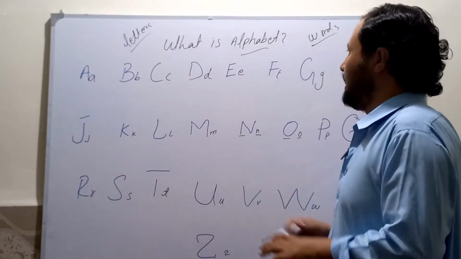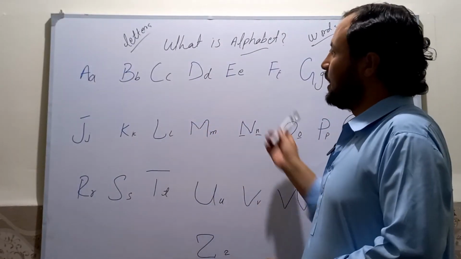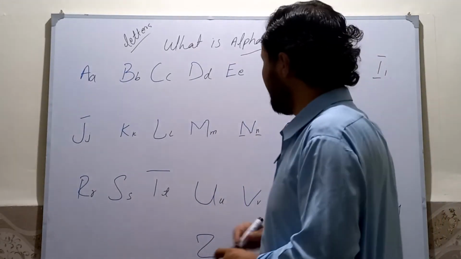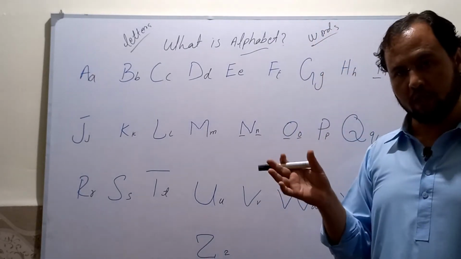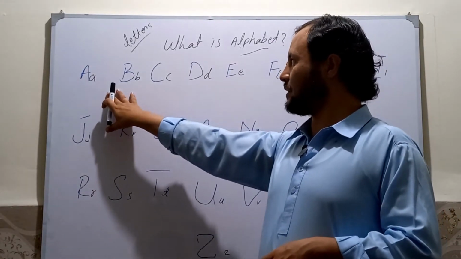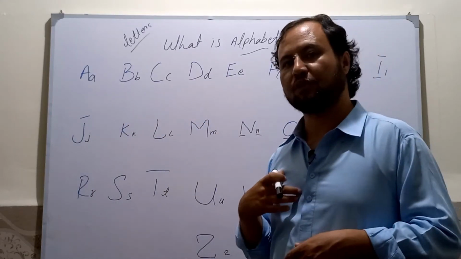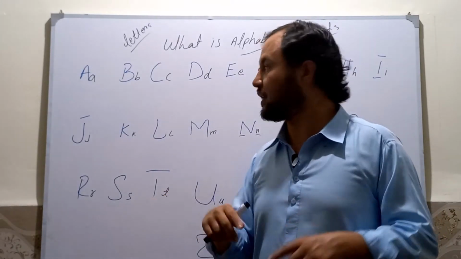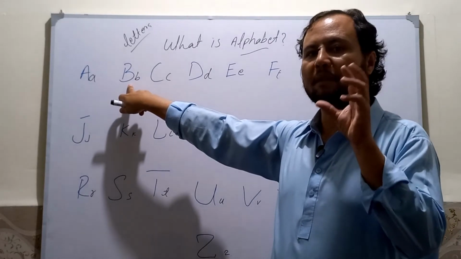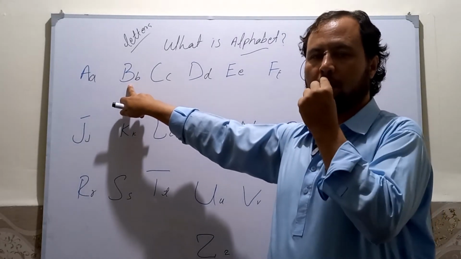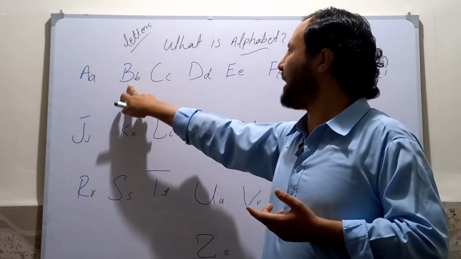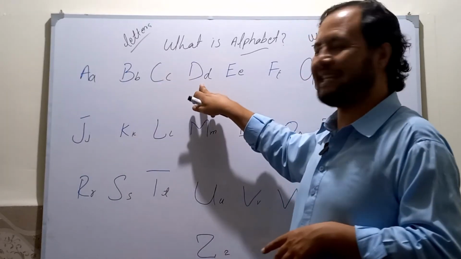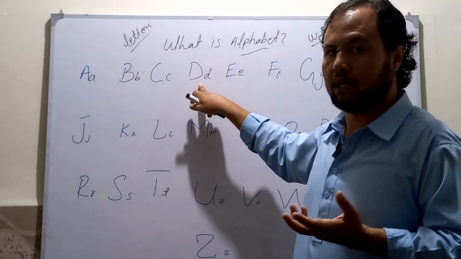Inside the letters, we have two kinds of letters: one is consonant and the next one is vowel. Now what is vowel and what is consonant? Consonants are all those letters which we pronounce by stopping the air with our tongue or lips. For example, B. When we pronounce B, we stop the air with our lips. C, we stop the air. D, we stop it with our tongue.